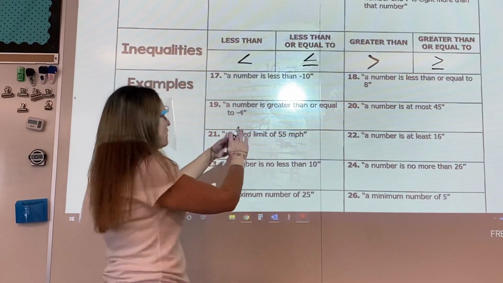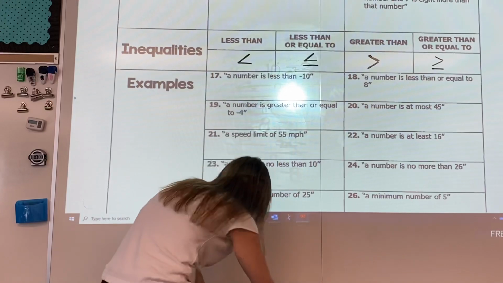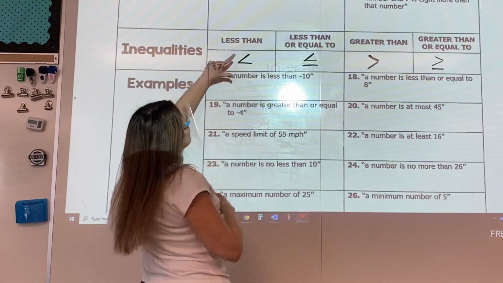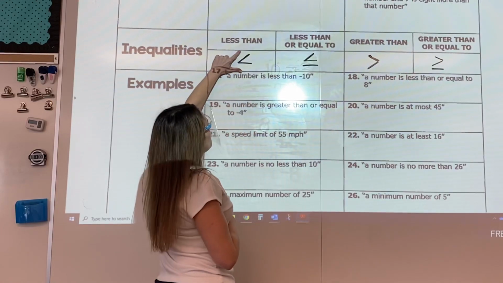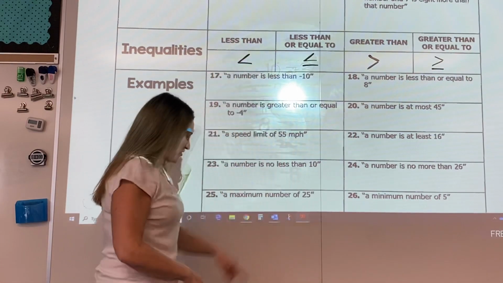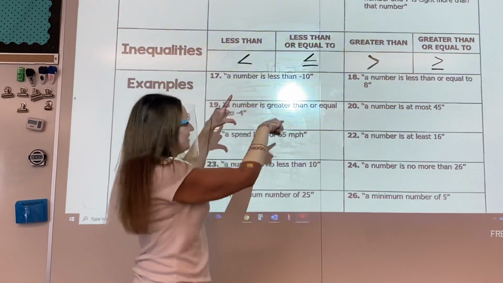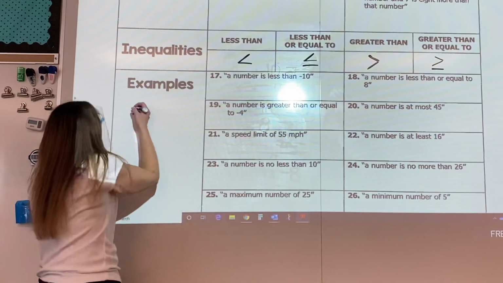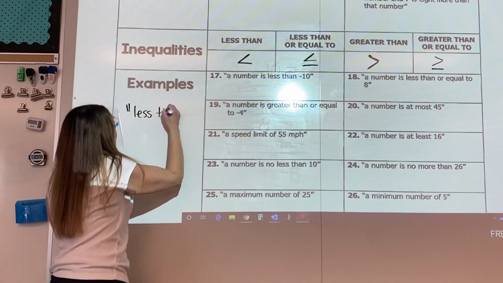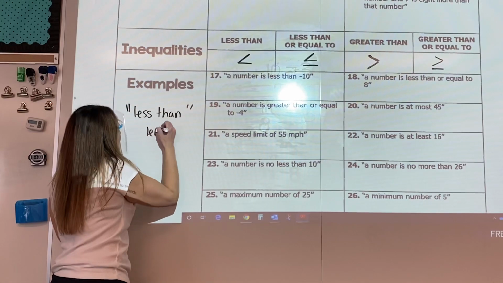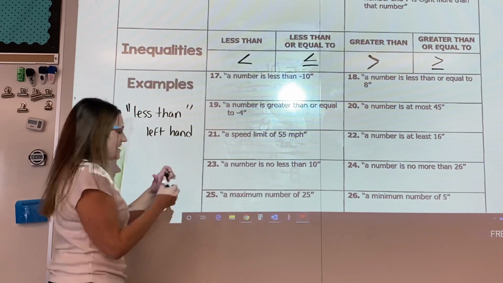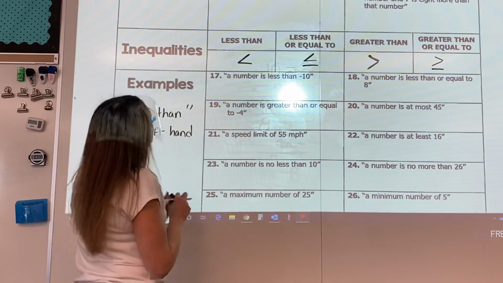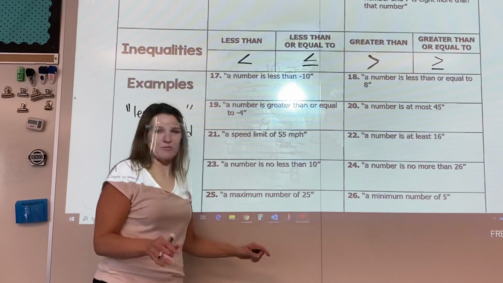Oh yeah. If you ever notice, your left hand looks like a less than sign. So, if you're ever wondering which way is less than, use your left hand. Big L, less than, left hand. Left hand, less than. Think about your left hand. Kind of looks just like. Squish it.